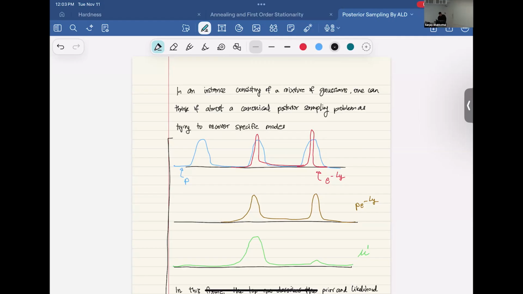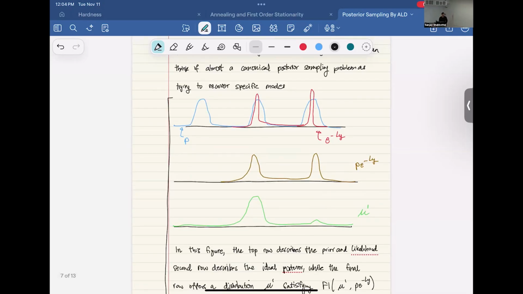Imagine if P was your prior, the blue one. So I have 3 modes, and then the likelihood wants to select 2 of the modes. So your posterior should actually be the second. The first line describes the problem: there's a P and then e to the negative L(y). The second row is the actual posterior that you want. So it's just a selection of the second 2 modes. The problem is that if I just gave you a Fisher divergence guarantee, which is what just Langevin would get you, then you could even return this mu prime, which almost completely ignores the third mode and just puts all of the weight on the second mode.